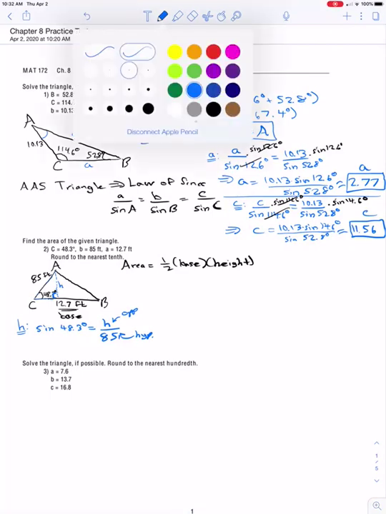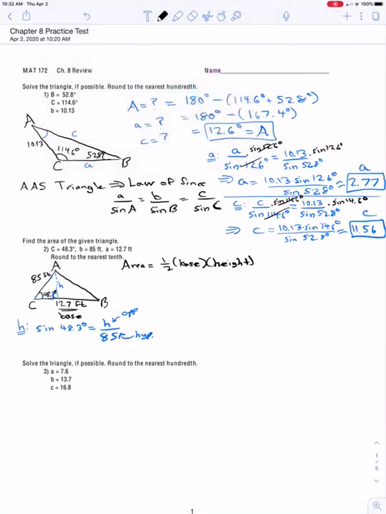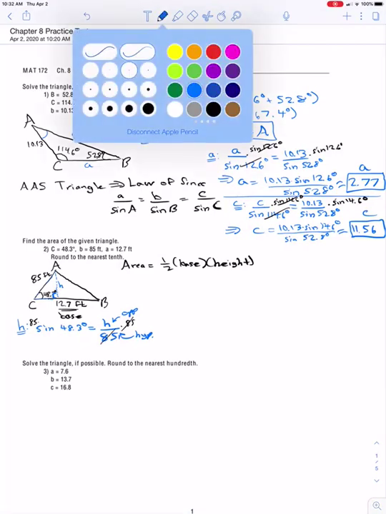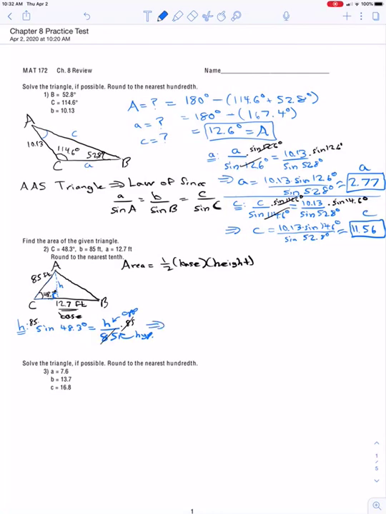So as we solve that, using some right triangle trig, I'm going to solve that for h. Let's multiply both sides by 85. As we do that, we come up with h equal to 85 times the sine of 48.3 degrees. So there's the height. So we have the base and we have the height.